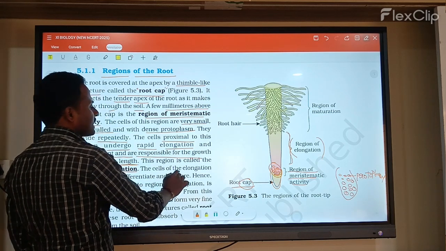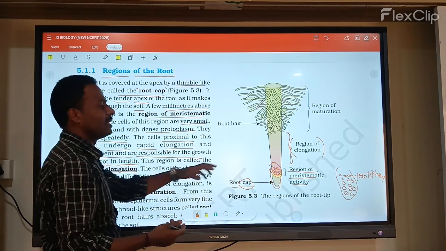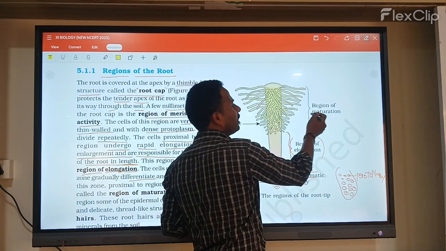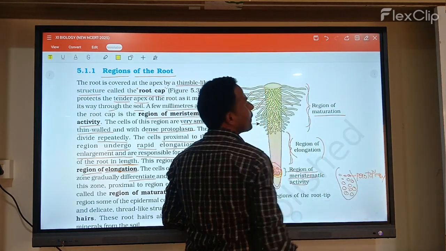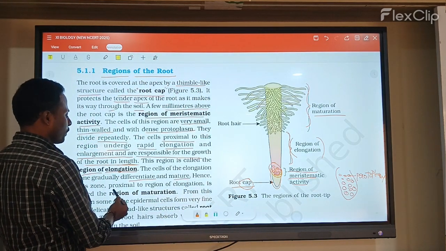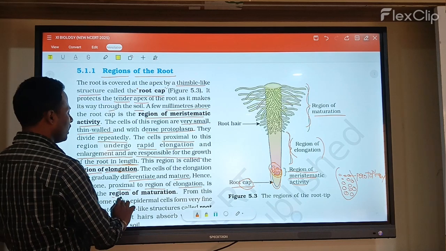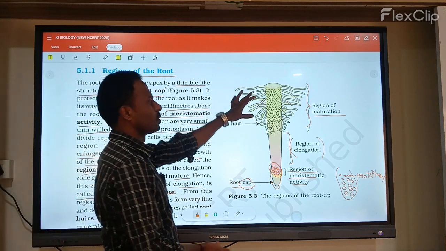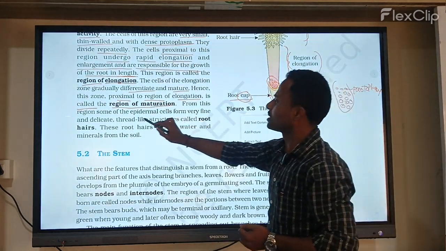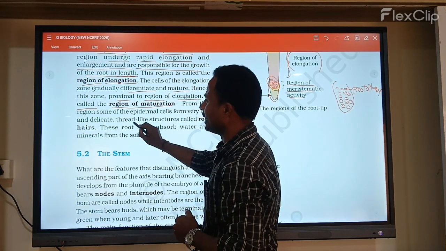Now the cells of the elongation zone gradually differentiate and mature. After this, what happened? In this region the cells completely mature. That region is called what? The region of maturation. See, the zone proximal to the region of elongation is called the region of maturation. This is called the maturation zone.